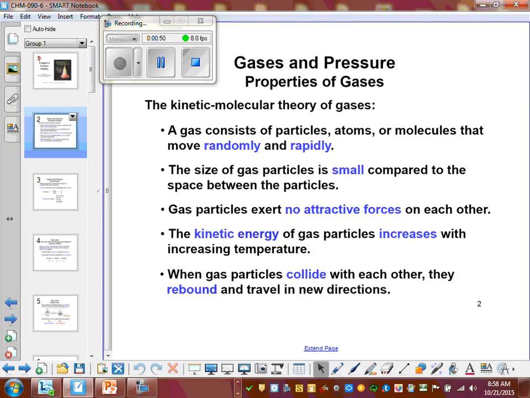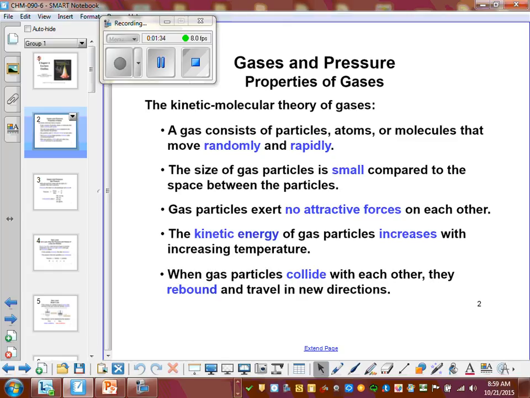So the size of gas particles is small compared to the space between the particles. Gases are mostly empty space. Gas particles exert no attractive forces on each other because they're far apart. The kinetic energy of gas particles increases with increasing temperature. So the hotter they get, the faster they move. Just like you're walking and someone comes up behind you with a blowtorch, puts it on your butt, you're going to move a lot faster.